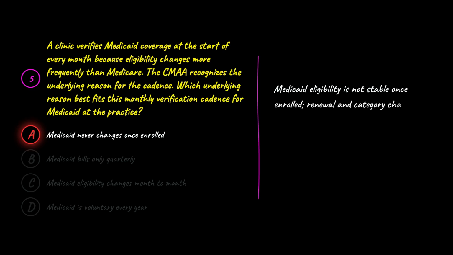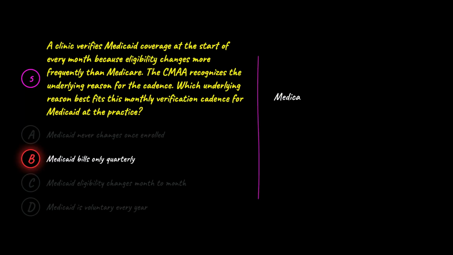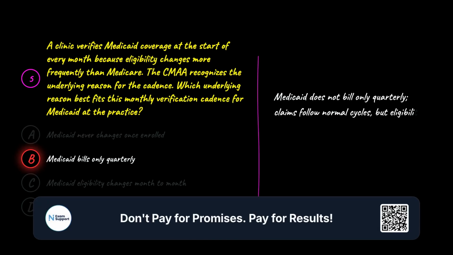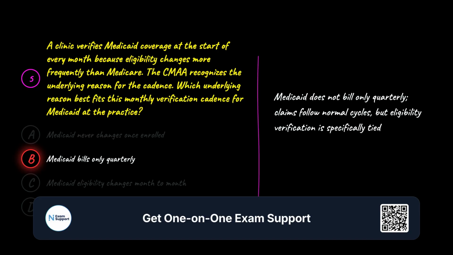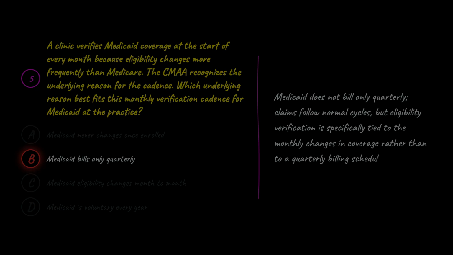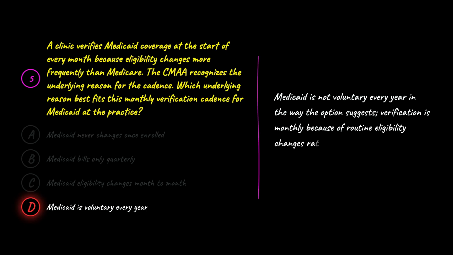Renewal and category changes can affect coverage, which is precisely why monthly verification is the standard cadence for the program at most practices. B is wrong because Medicaid does not bill only quarterly. Claims follow normal cycles, but eligibility verification is specifically tied to the monthly changes in coverage rather than to a quarterly billing schedule. D is wrong because Medicaid is not voluntary every year in the way the option suggests. Verification is monthly because of routine eligibility changes rather than annual voluntary enrollment periods.